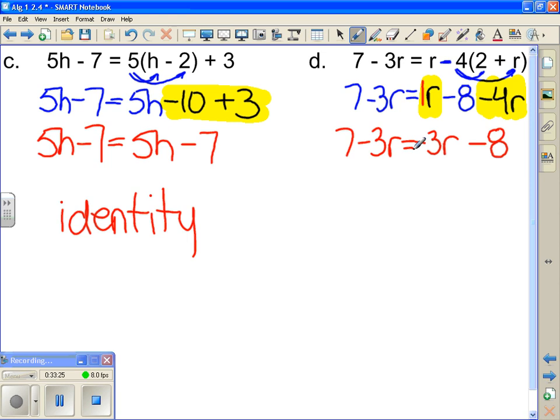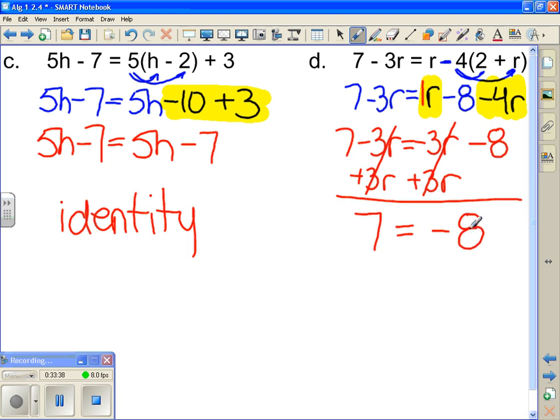Now we get rid of our variable. Add 3r to both sides. 3r's are gone. Huh. So 7 equals -8. Those two numbers aren't the same. So we write, that's right, no solution. No solution.